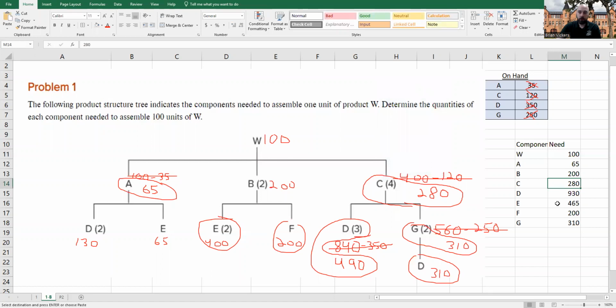Product E, 400 here and 65 here. That's 465, matches up. F, we need 200 here. Great. G, we need 310 here. Perfect. So that's how you do it by hand. You just subtract as you go down each level. So for your quiz purposes or whatnot, that's how you would do it.